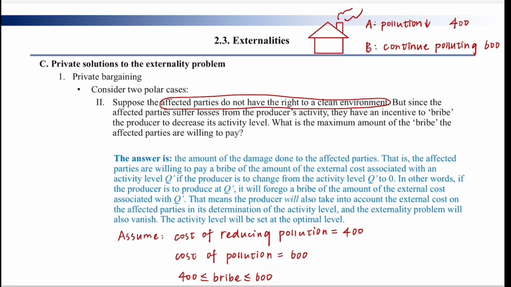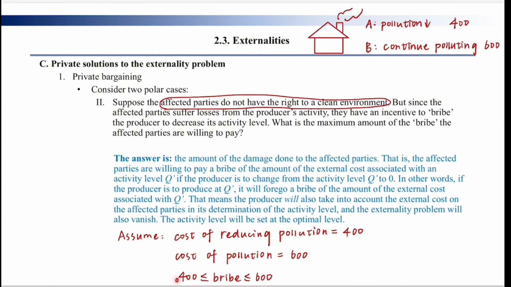Why? We can imagine that if the bribe is like 700 Hong Kong dollars, the affected party will think it is not cost effective, because the affected party thinks that if you continue to pollute, it will only cost a loss of 600 Hong Kong dollars to me. But if you don't pollute, I still have to give you 700 Hong Kong dollars. Then I'm not cost effective, right? I even lost 100 Hong Kong dollars.